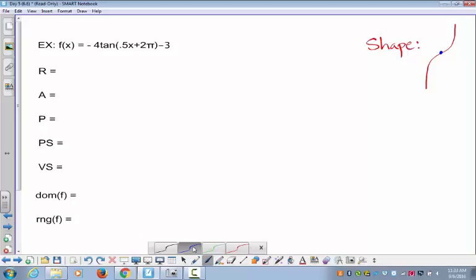Remember that tangent has no amplitude. So the A in our characteristic list here is amplitude. So that should have an n/a. It's not applicable for a tangent function. This tangent goes up and down forever.